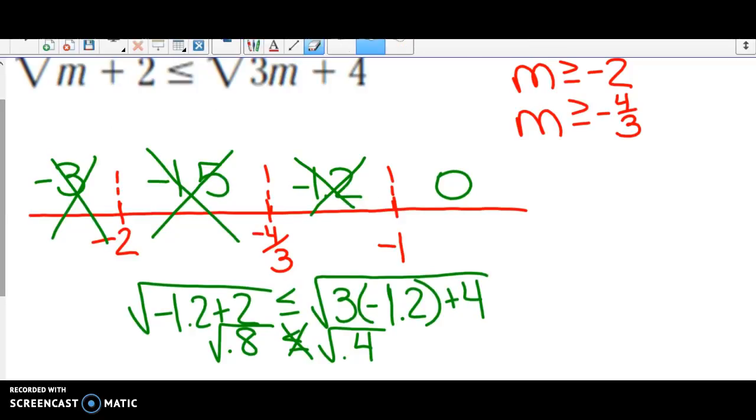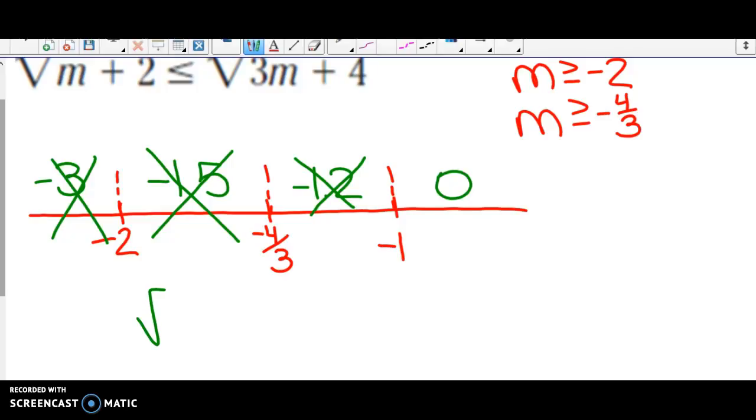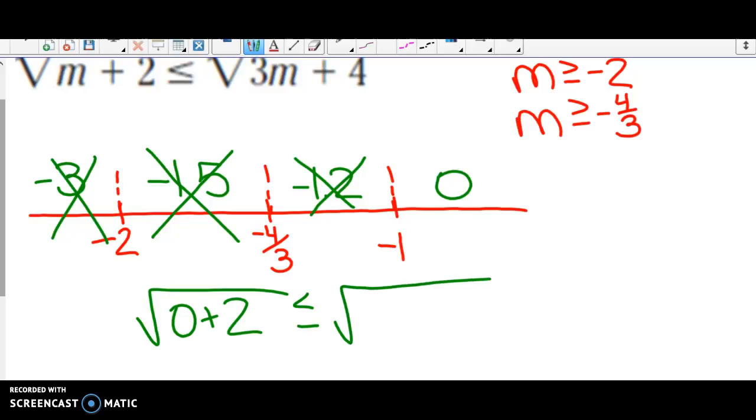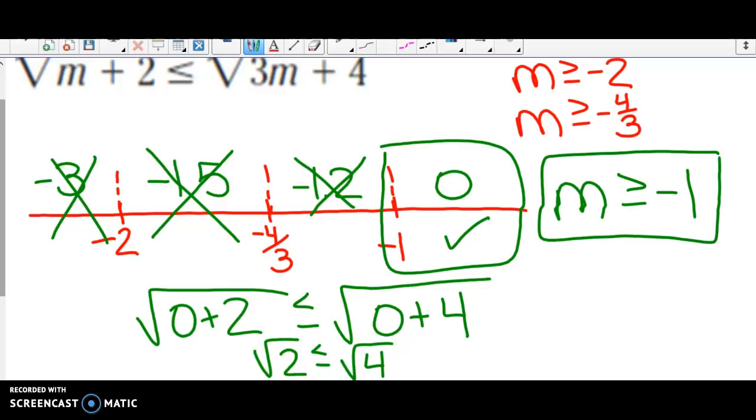Okay? So now the next part that we got to test, our last one, see if any of that works. I'm hoping it works. So now we're going to put in 0. So square root of 0 plus 2, less than or equal to the square root of 0 plus 4. We can already tell that this is true, obviously. All right, so this part works. So the only answer that works, the only part that works is right here. Any number greater than or equal to -1. So m is greater than or equal to -1. And that is it. Okay?